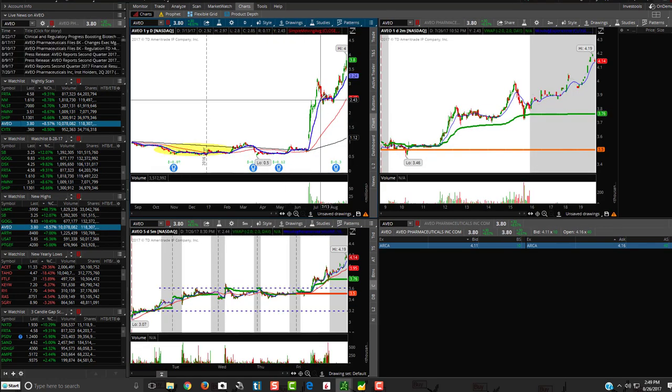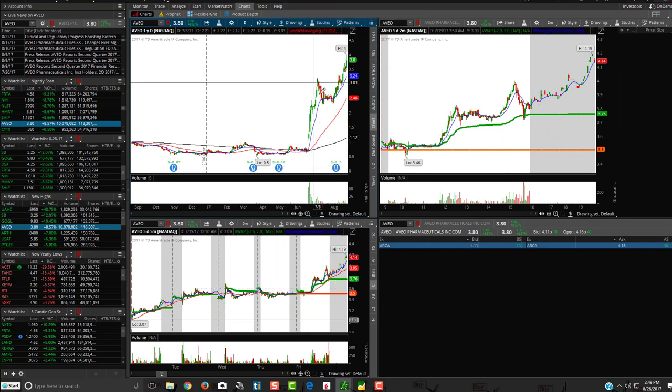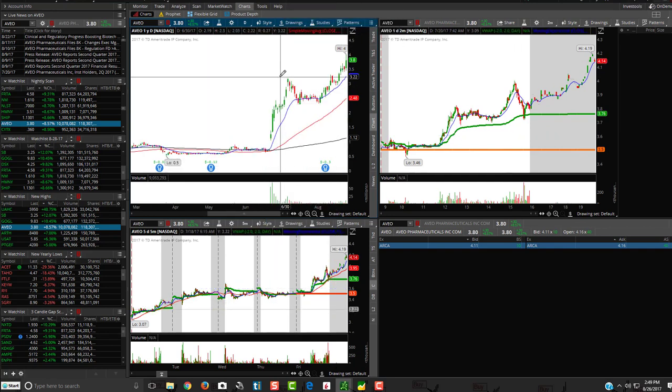AVEO, this thing flew. Let me click on that. This one had a U bottom breakout, a cup and handle right here. It broke above here, went up to $4. Now you can see, I guess you'd call this resistance right up in this area here. So again, that one went up and flew.